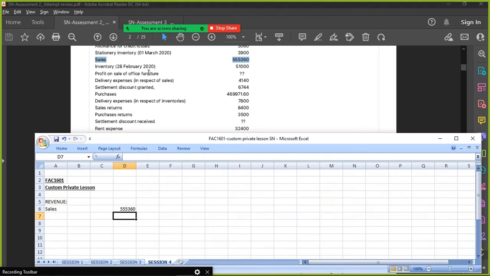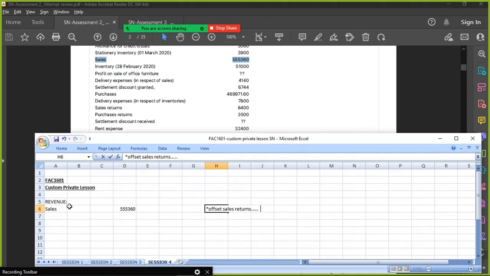Then they've given information about inventory. They've talked about a profit on sale of office furniture. And there's a question mark here, so that'll be asset disposal. You've got delivery expenses. We spoke about disclosure. So when looking at sales, just a little asterisk here, you can offset any sales returns. And also, probably going to be taking off a discount.